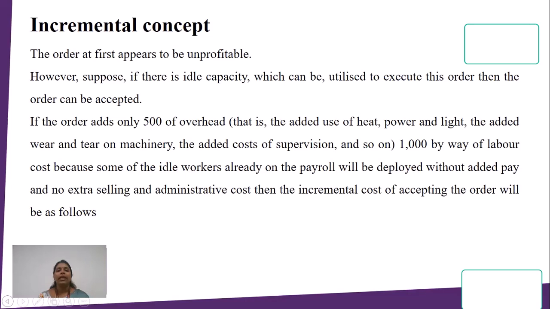However, suppose there is an idle capacity which can be utilized to execute this order, then the order can be accepted. That is, if the order adds only 500 of overhead cost, in the sense of the added use of heat, power, light and added wear and tear on machinery, the added cost of supervision, etc. And 1,000 by way of labor, because some of the idle workers who are already on the payroll can be deployed without any additional payment to the new project. And no extra selling and administrative costs, then the incremental cost of accepting the order will be as follows.